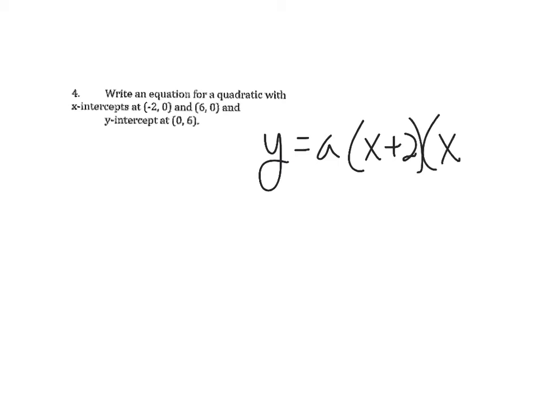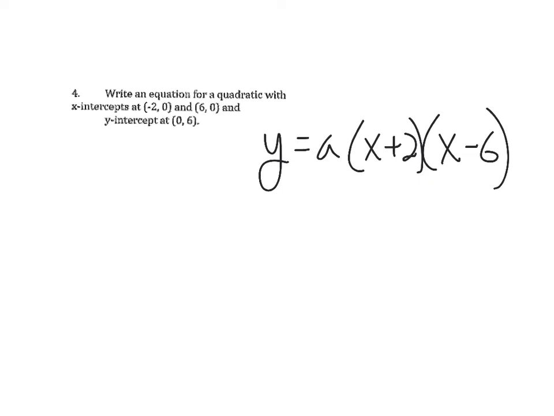Okay, so there's a couple of ways to do this. I do know this: y equals a times (x plus 2), because that's one of the zeros, times (x minus 6), so that's the other zero. Now I just need to do the stretch factor. I could expand this all out and then substitute in. I know c would have to be 6, but I don't have it in that form, and I don't really want to do all that work.